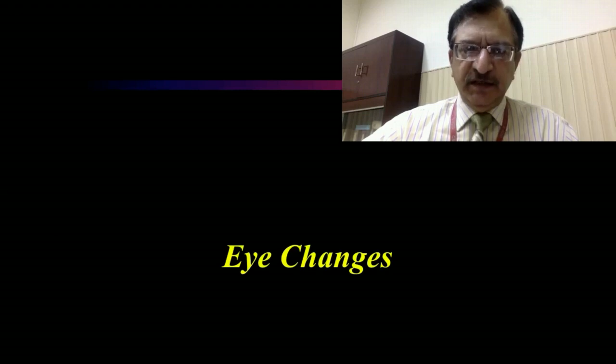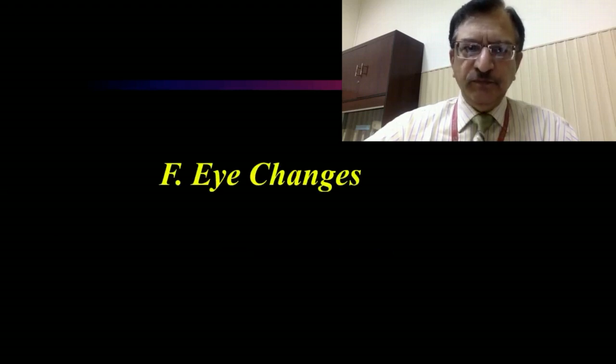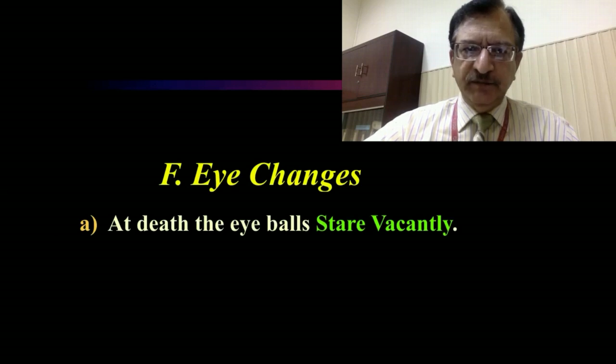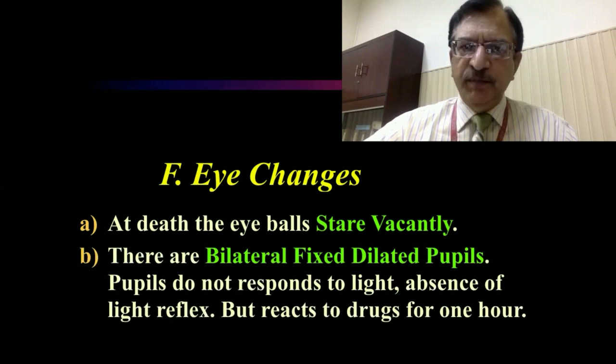Now the eye changes. At death, the eyeballs stare vacantly. They are not responding, not moving, and there are bilateral fixed dilated pupils. Pupils do not respond to light and absence of light reflex is seen, but they react to drugs for 1 hour. Fixed dilated pupil means that the pupils remain dilated when light is thrown on them. They do not constrict, they do not react to light.